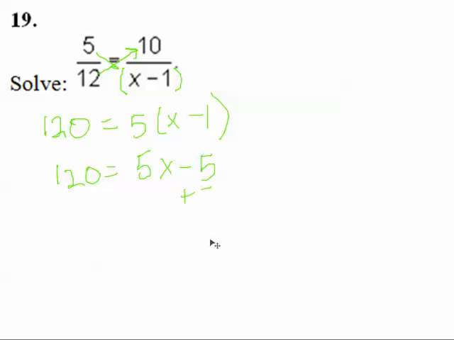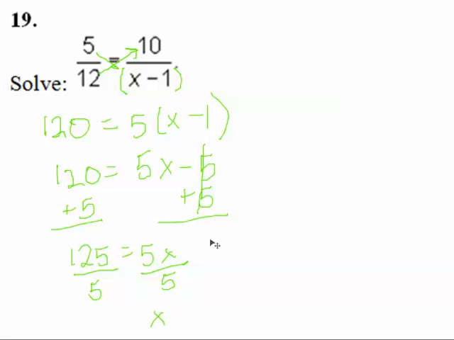And again, I solve this like a normal two-step equation by getting rid of the negative 5 at the end by adding it away. So 125 equals 5x. Divide by 5 to get the variable by itself. And I think 125 divided by 5 is 25, but that's the kind of thing I muck up a lot. Yep, 25.